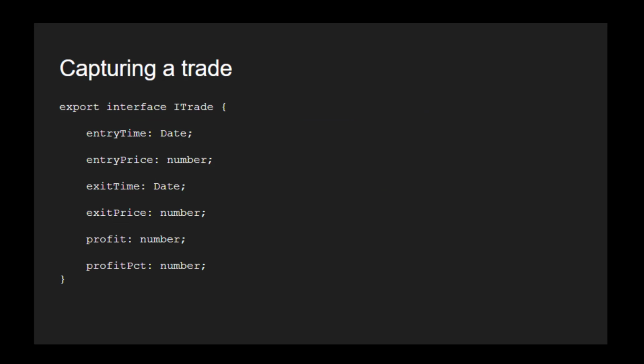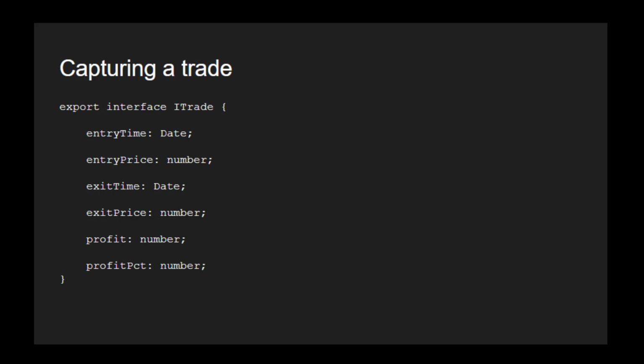As we simulate trading, opening and closing positions, we will generate trades. To give you an idea of what that looks like, this slide shows you a TypeScript interface definition for a trade. This is actually simplified and I've removed some of the fields, but what remains are some of the main ones. So you can see here that we capture the date of the entry and the exit. We capture the price of the entry and the exit.